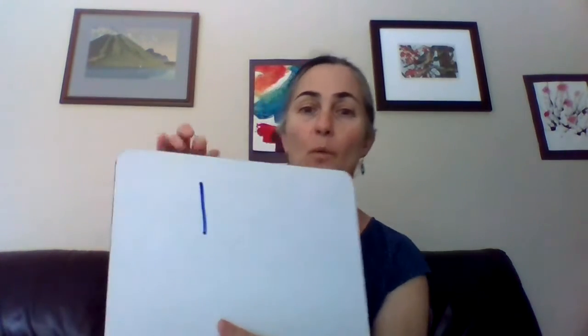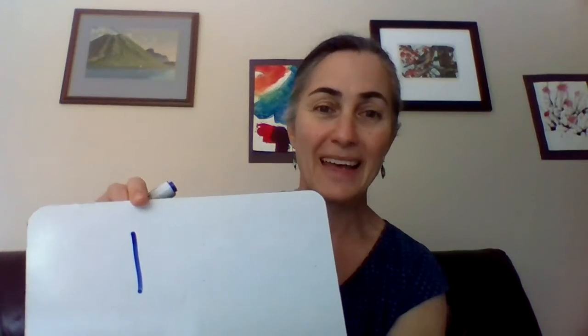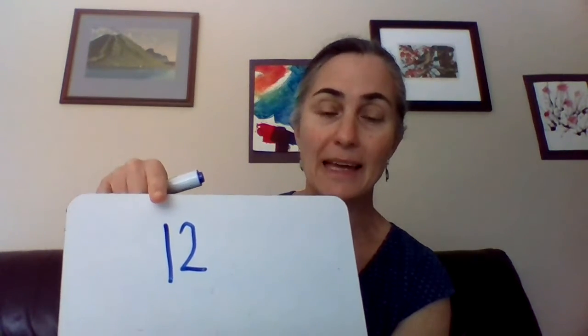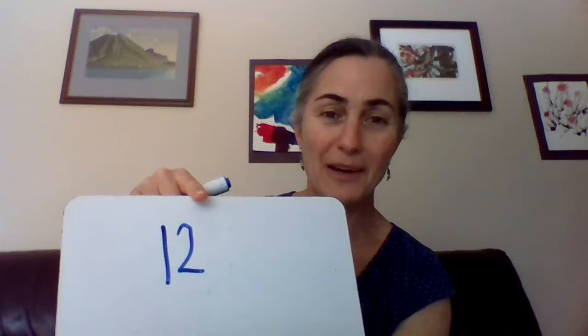But what I want you to remember is that when we have a teen number, we have 1 ten. So that 1 in the tens place is 10. And whatever you have after it is how many more than 10. So this is 10, 11, 12.